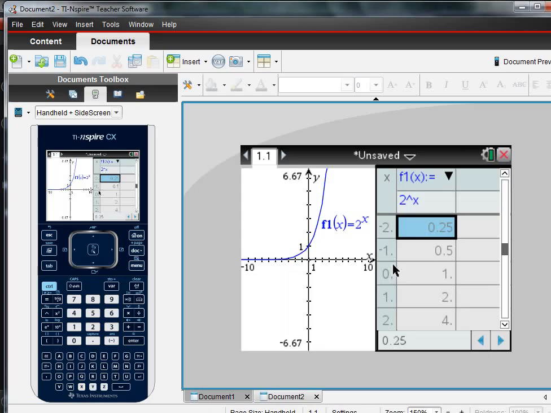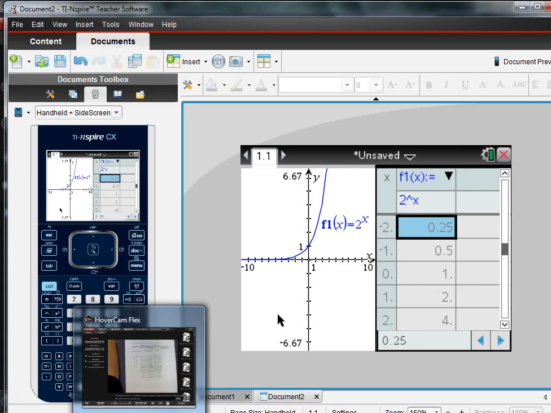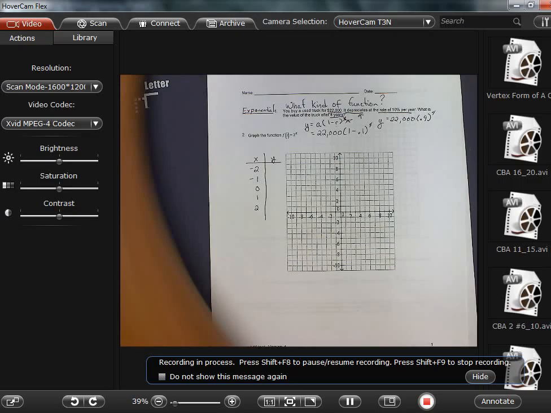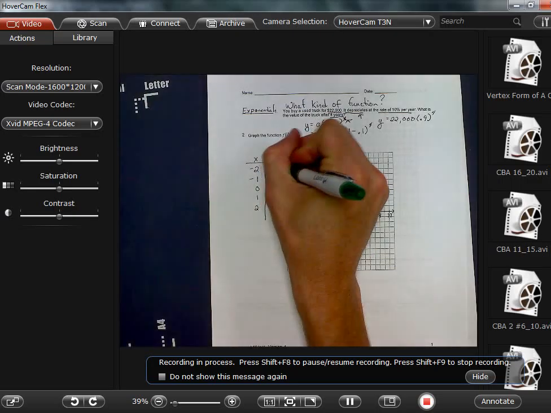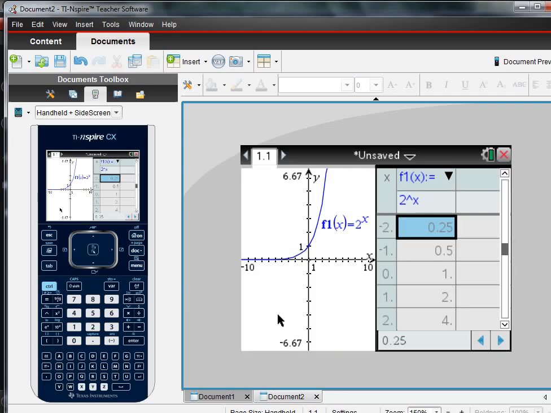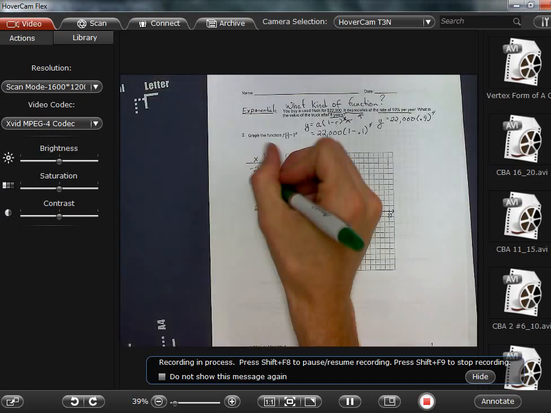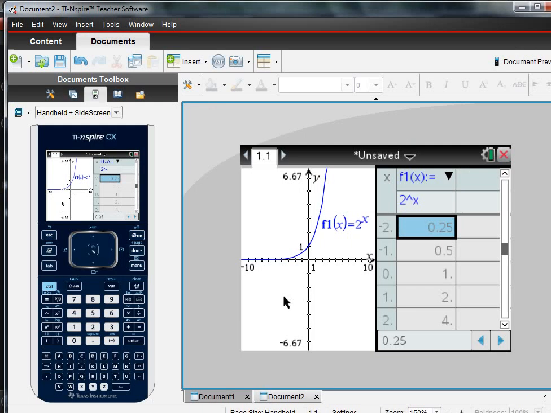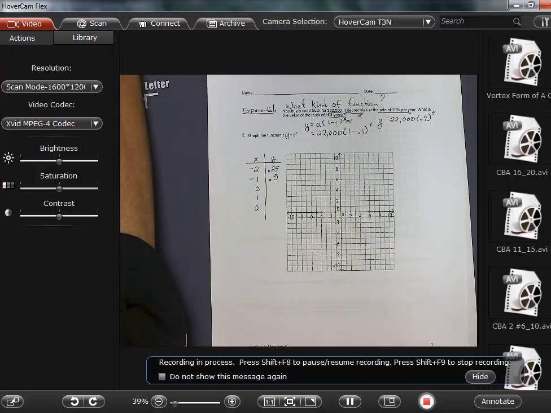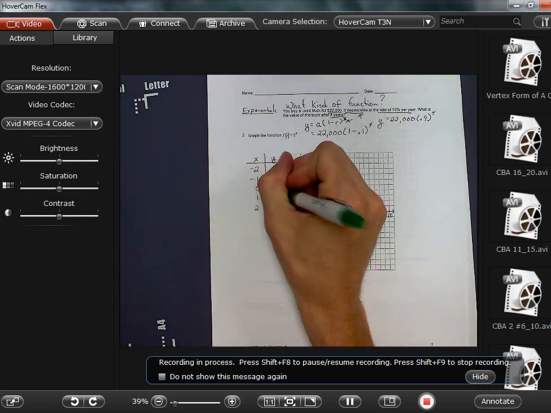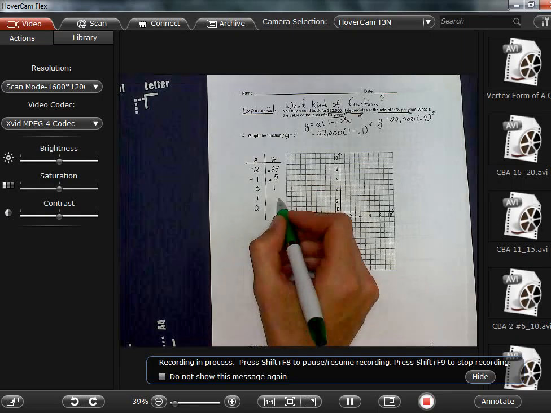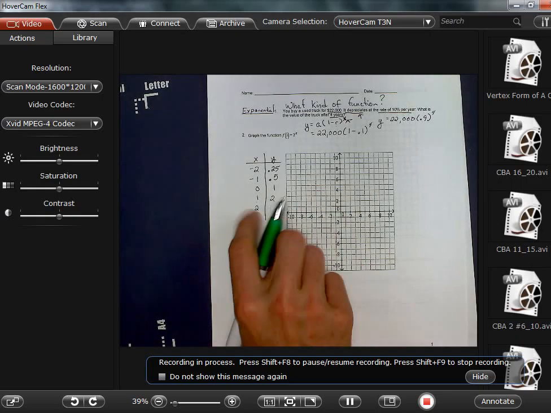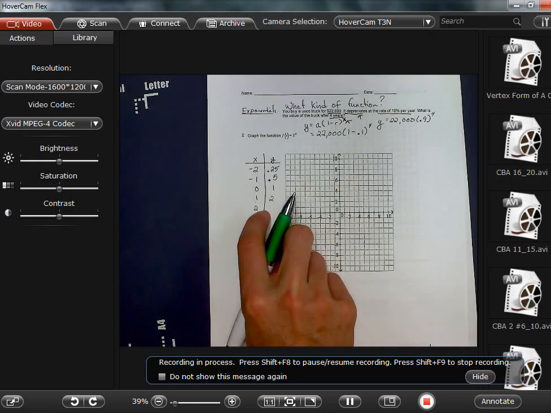So let's go up to -2. The value of y when x is -2 is what? 0.25. So I'm going to put 0.25. What is the y when x is -1? 0.5. What is the value of y when x is 0? 1. The value of y when x is 1 is 2. The value of y when x is 2 is 4.